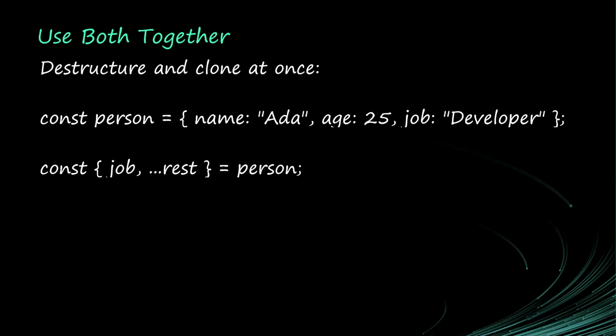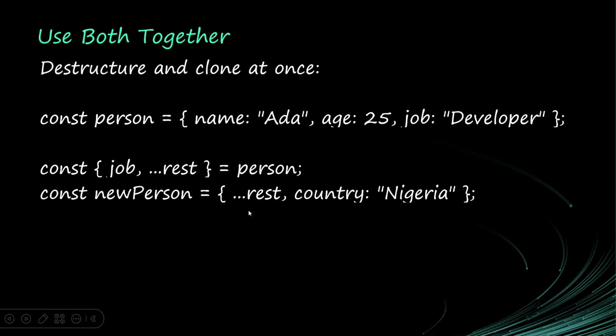Okay, I will leave you to do this yourself. You destructure and you clone at once. So we have age, name, and job. Here we are taking just the job and the rest of them we are putting in rest. So here we are not cloning. Remember, the rest contains age and name. And we are not adding another object to it. So let me show you.